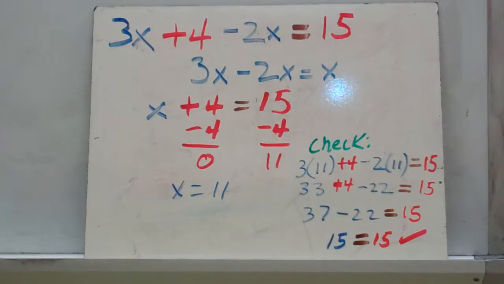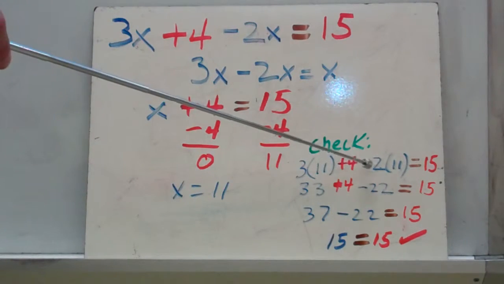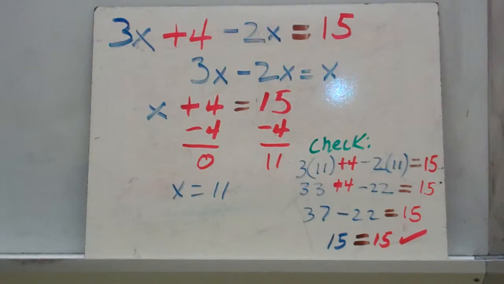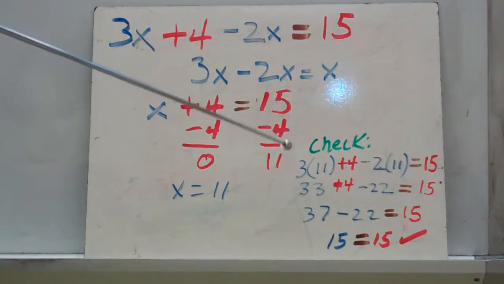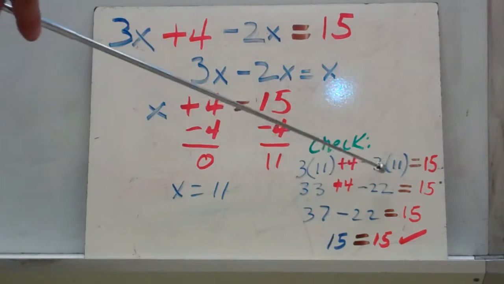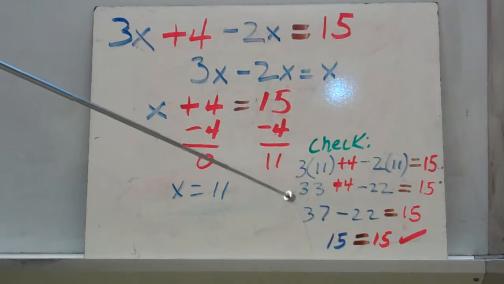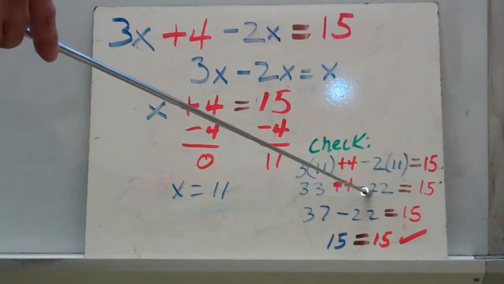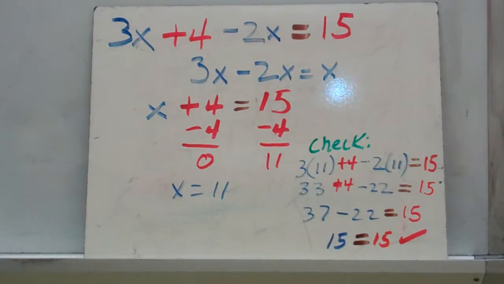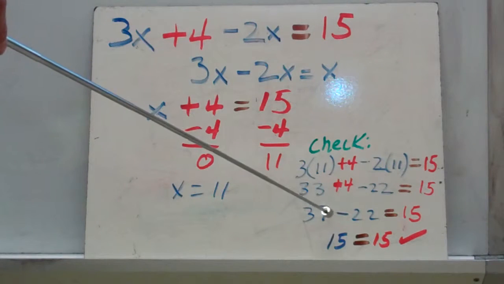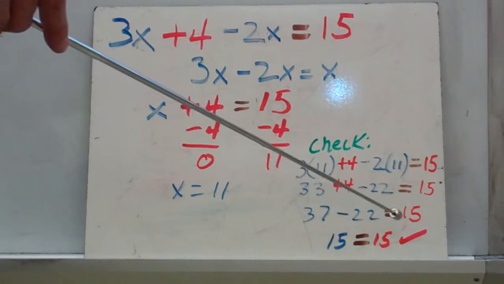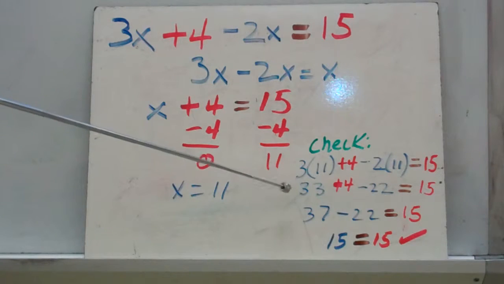Let's go back and double check. We have 3 times 11 plus 4 minus 2 times 11 is equal to 15. Well, 3 times 11 is 33, negative 2 times 11 is negative 22, so we have 33 plus 4 minus 22 is 15. 33 plus 4 is 37, minus 22 is 15, and 15 is equal to itself.